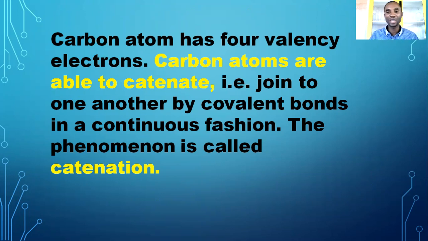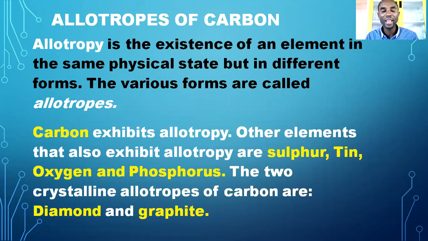So carbon has that unique property. Carbon has that unique ability to bond with each other to form a long chain. Such a phenomenon is called catenation. All right, we are going to move further to discuss the allotropes of carbon.